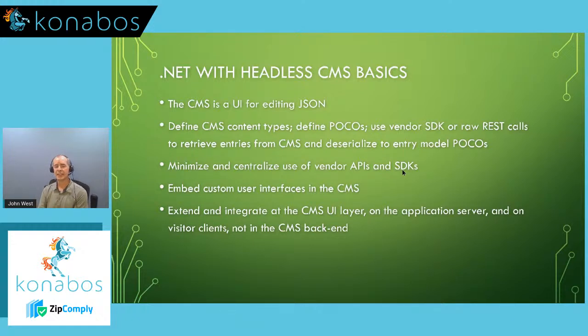You define your content types. You define your plain old CLR objects to represent those content types. You use the vendor's SDK, or you can make your own raw REST calls to retrieve entries from the CMS and deserialize that JSON to your POCOs. So your POCOs are really simple, and I call this kind of the hydration layer.